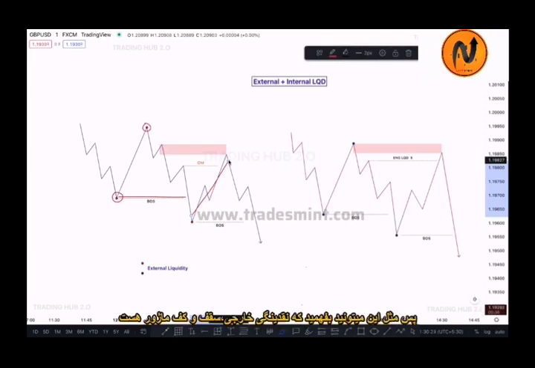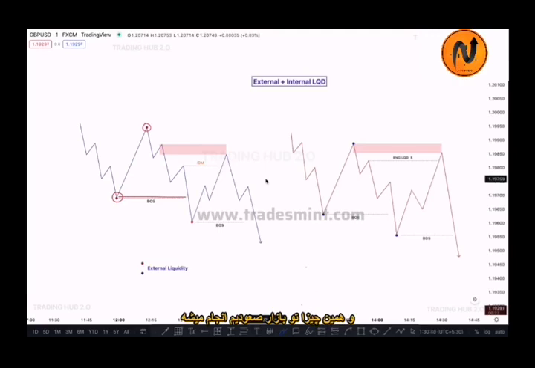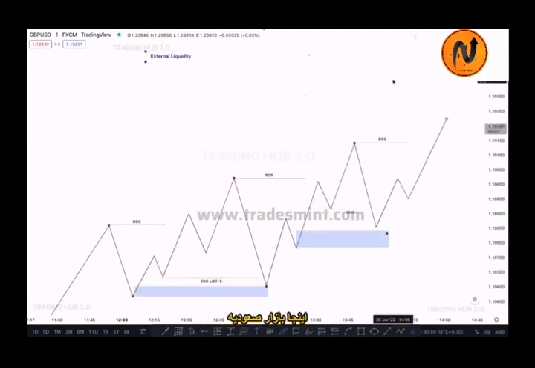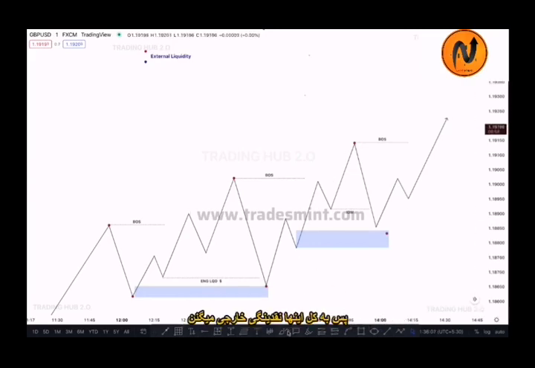You can understand external liquidity like this: a major structure high or low is external liquidity. Every major high or low is external liquidity. The same thing applies here because both charts are similar, and the same thing works in a bullish market. Let me show you. This is a bullish market. As you can see here, after taking the high, the market takes a pullback before continuing upside. So these are all called external liquidity.